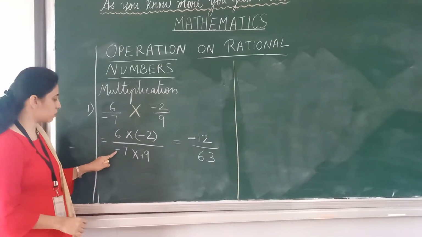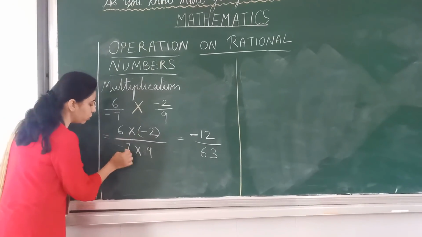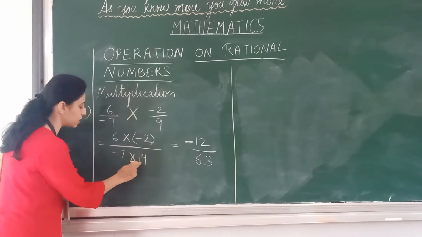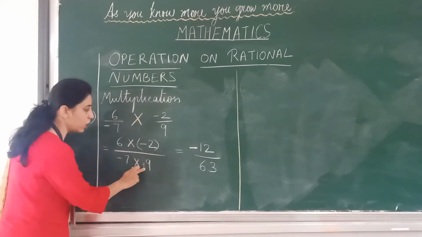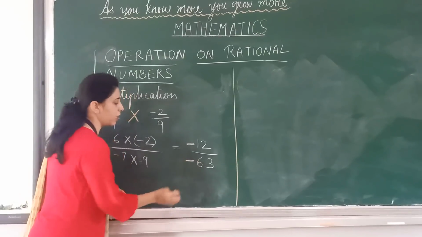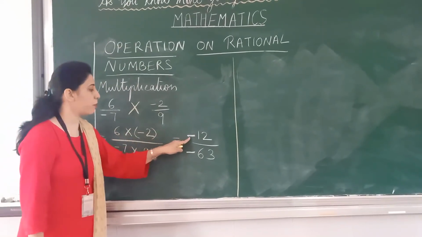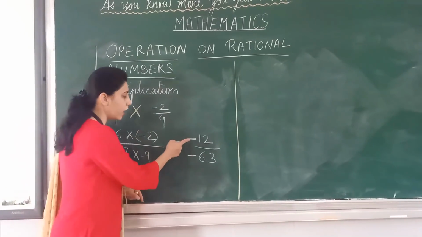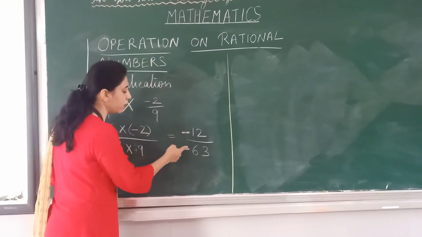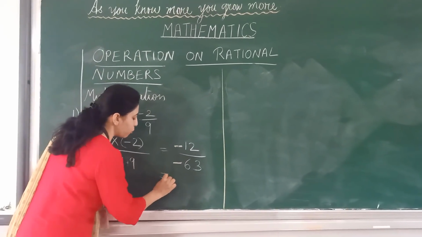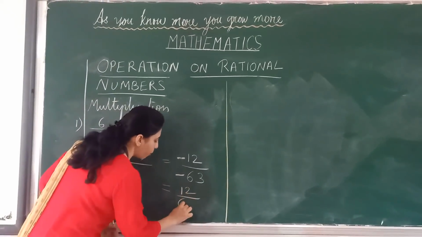Here it is plus. Your main sign, again I am telling you, your main sign is multiplication here. So minus 7 into plus 9. Minus into plus, again it becomes minus. Minus plus, minus plus, minus minus. You get a negative sign. Now again here it is the division. Negative and negative becomes positive. Two similar signs become positive. So your answer will be 12 upon 63.